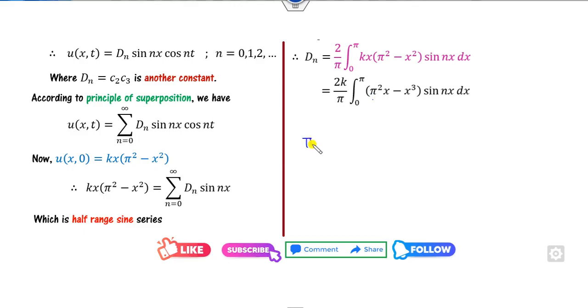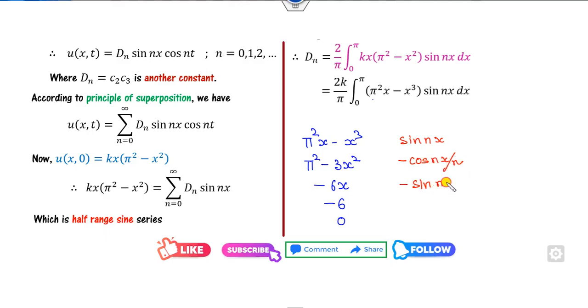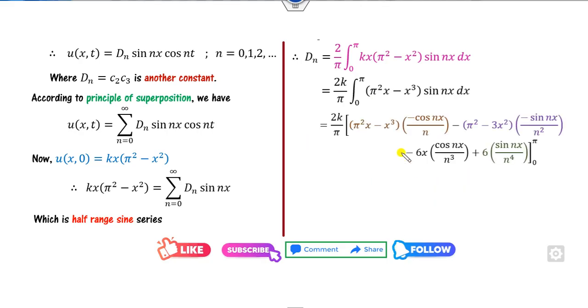Now again, you can solve this integration by my previous methods. You can differentiate them, 3x² minus 6x minus 6 and 0. And on this side, you have to integrate them. So it's minus cos nx over n, minus sine nx over n squared, plus cos nx over n cubed, plus sine nx over n to the fourth. Once you multiply them with the positive sign, negative sign, positive sign, negative sign, you will get this term.